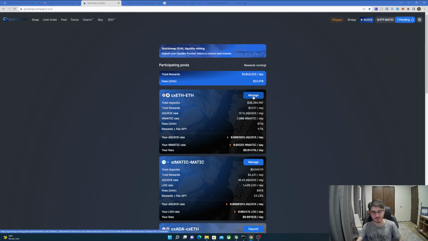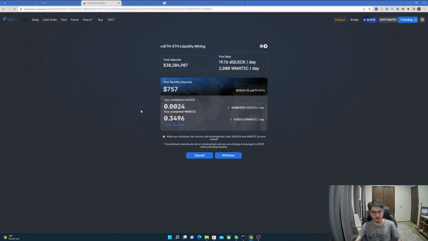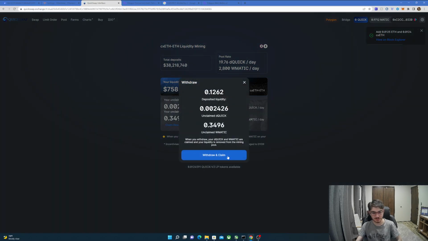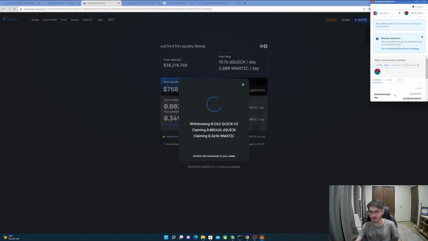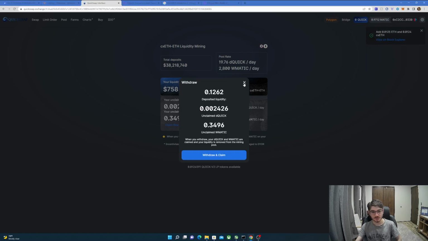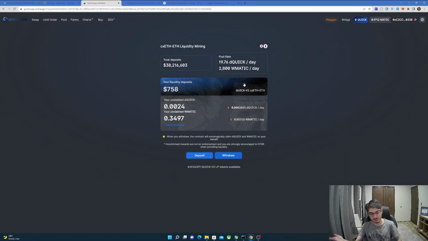So go into manage. Keep in mind that you are getting paid out, and the rewards are going to be wrapped Matic and Dragon Quick. That's the token. So you can withdraw them wherever you want, but you're going to have to pay a gas fee. So see, when I press withdraw and claim, I do have to pay a little gas fee. You want to make sure you don't do it too often. Even though gas fees on this network are extremely low, you still don't want to have like 10 cents in rewards and then be paying 1 cent, because then you would be losing 10%.